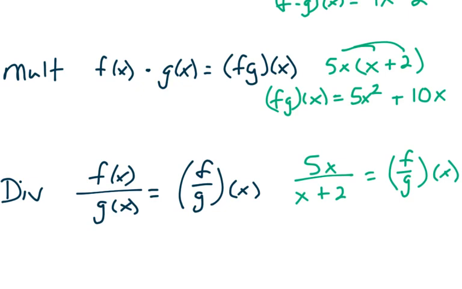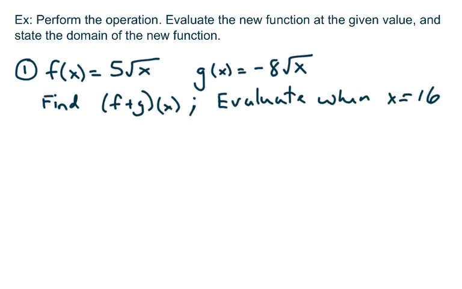Okay, let's try another example here. So perform the operation, evaluate the new function at the given value, and state the domain of the new function. So we've got different things to do here. Number one, f of x is equal to 5 square root of x, and g of x is equal to negative 8 square root of x.